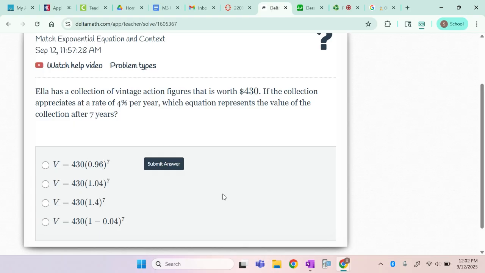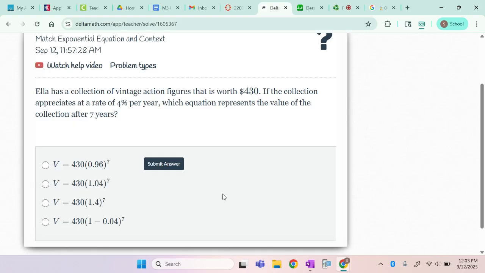And we're not doing anything else with it besides simplifying the middle parentheses. What does the middle parentheses simplify down to? 1.04. Which of these answer choices would be my answer? The second one. And that's all you have to do for those. You're just writing the equation. You're not doing anything solving wise. You're not evaluating anything.